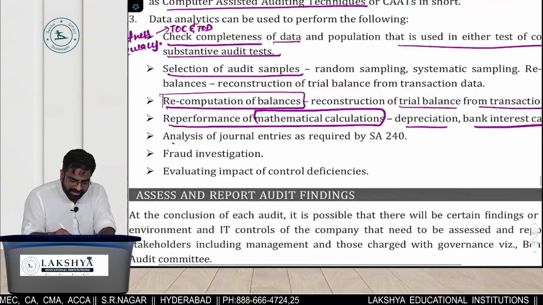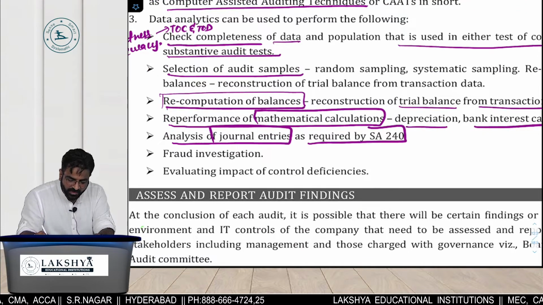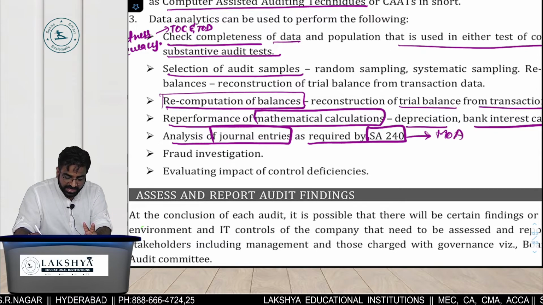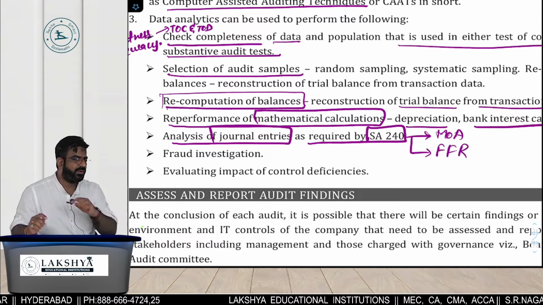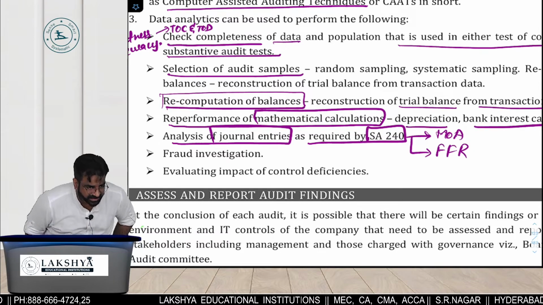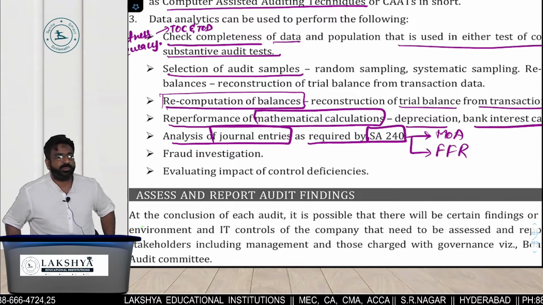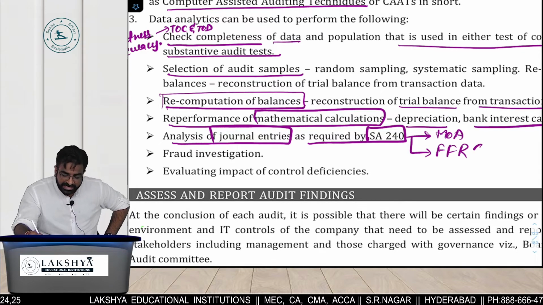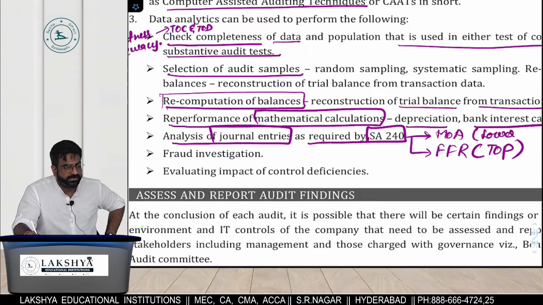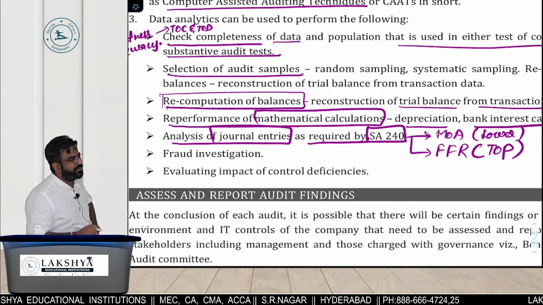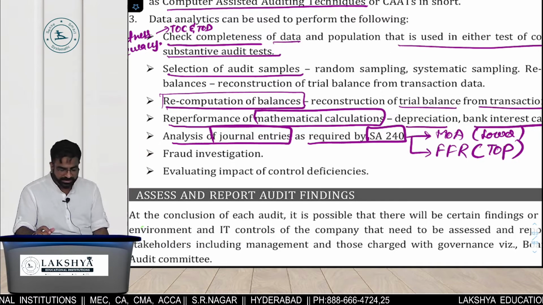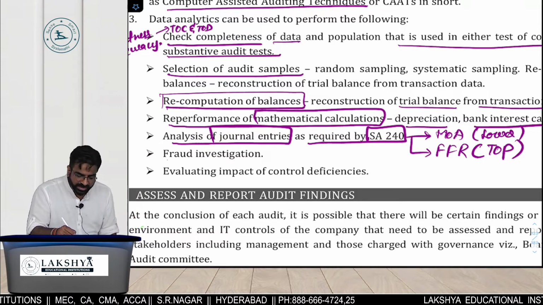Next point, what is it? Analysis of which entries? Journal entries as required by SA 240. In 240 we will check two types of fraud: MOA frauds and FFR frauds. MOA I already told you. Don't tell me memorandum of association. It is misappropriation of assets. FFR stands for fraudulent financial reporting. FFR frauds are committed by top level management and MOA frauds by lower level management. Did you get the point? So MOAs are the frauds which are generally conducted by which level management? Lower level. FFR are what? Top level management. But that we'll understand in 240. Don't worry.